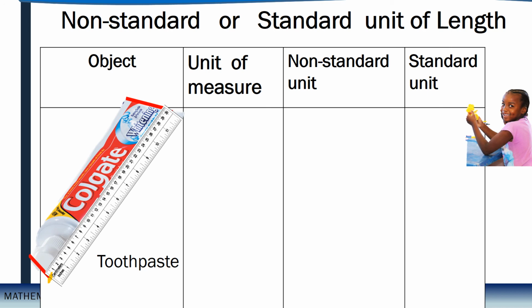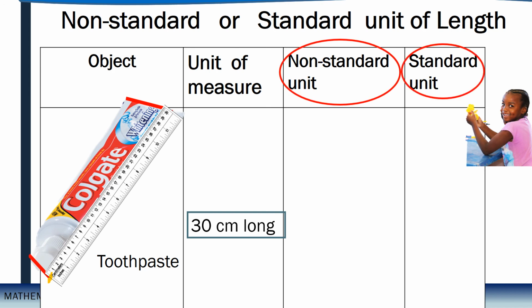Great going, boys and girls. Did you say the tube of toothpaste is 30 centimeters? Excellent. Yes, you are correct. The tube of toothpaste is 30 centimeters long. Now, is that a non-standard unit or a standard unit? Wow! Excellent answer, boys and girls. If you said standard unit, you are correct. Centimeter is a standard unit of measure.